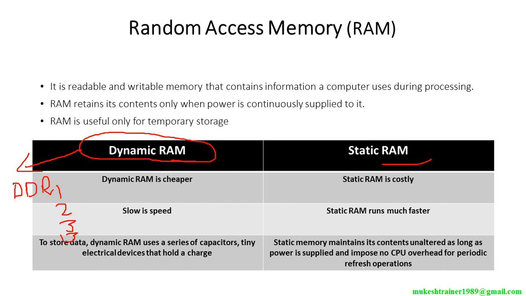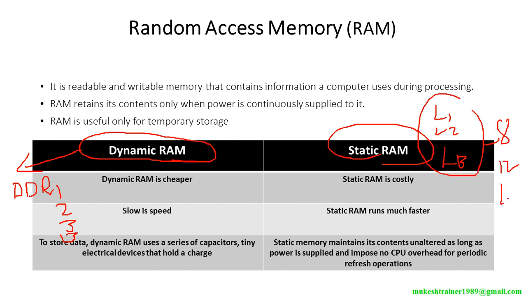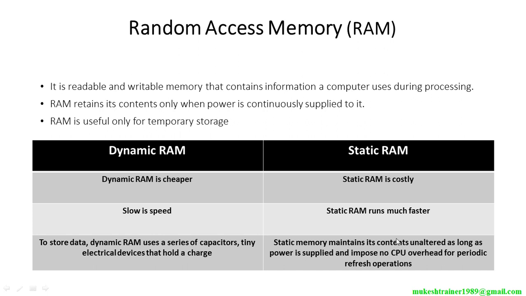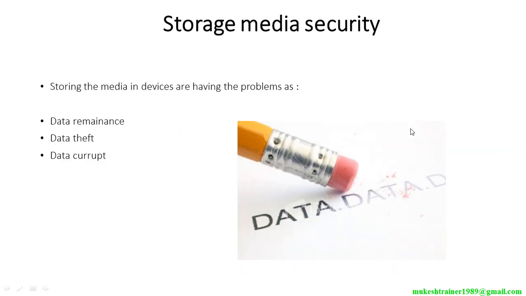But static RAM is with the microprocessor, like cache memory, L1, L2, L3. That is usually very little, like 8 MB to 12 MB or maximum 16 MB, but it is much faster compared to the other RAM. So you guys can spend time, pause the video, read the slide, and move next.